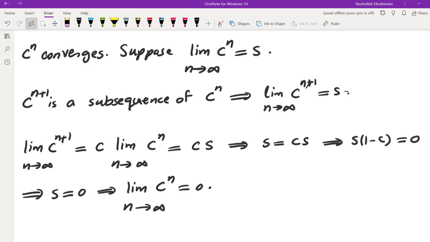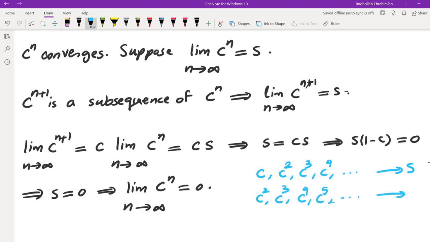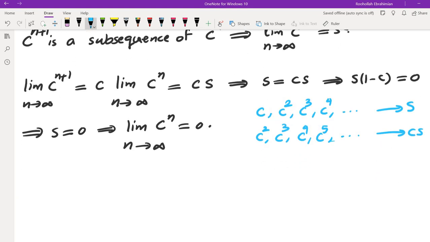So what did we do? Intuitively, here's the idea. If you look at the sequence c, c squared, c cubed, c to the fourth, etc., this approaches s. If you multiply it by c, it's basically the same sequence. The first term is dropped, but it should approach cs. So therefore c times s is the same as s, and that gives us s must be 0. So the limit is 0. This was when c is non-negative.